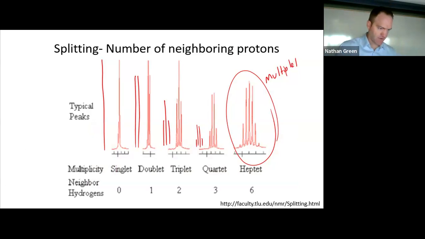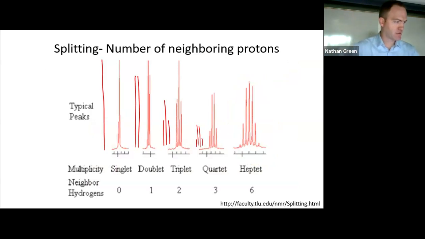Let me move some of these things off of here. Can everybody see without my marks? Let me get rid of this.